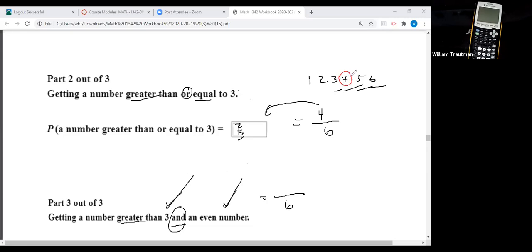Do you see 4 is an even number and is greater than 3? 6 is an even number greater than 3. There are 2 numbers, greater than 3 and even. It reduces to 1/3.